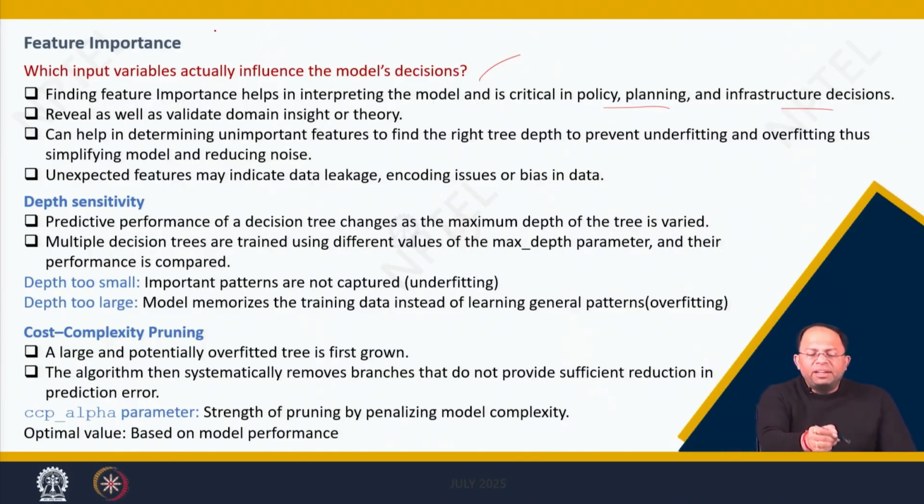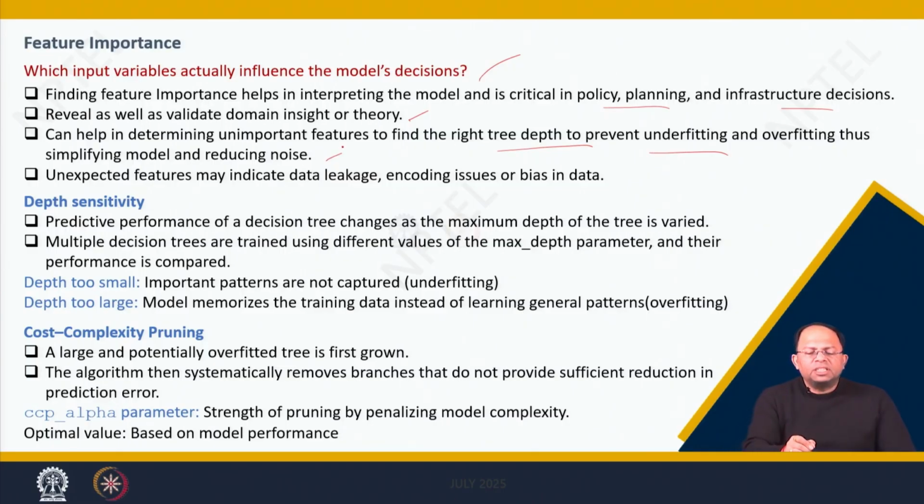It reveals as well as validates domain insight or theory. Whenever we are building a model, we have discussed earlier that we start with a theory or some hypothesis. So feature importance confirms whether we are right, or sometimes it also helps us reveal new features which are actually playing a role. It also helps in determining unimportant features to find the right tree depth. If I understand which are the important features, I can remove the unimportant ones, and that will not affect the results of the model that much. This is good, and it helps in preventing underfitting and overfitting, thus simplifying the model and reducing noise.